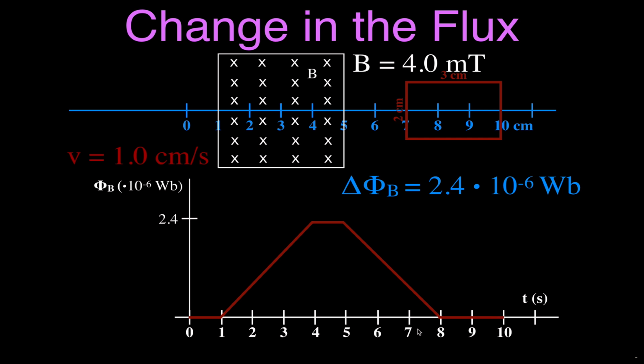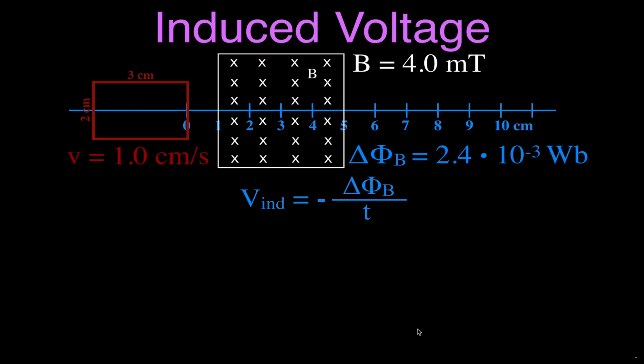That's the only time we're going to have an induced voltage, which is what we're going to calculate right now. This is the equation we use to calculate the induced voltage. The induced voltage is equal to minus, this is Lenz's law because the current is directed in the opposite direction, the change in the magnetic flux over the time in which it changes, not 10.